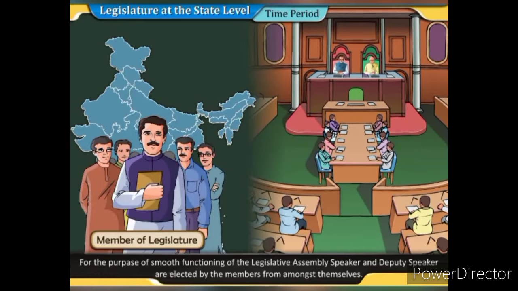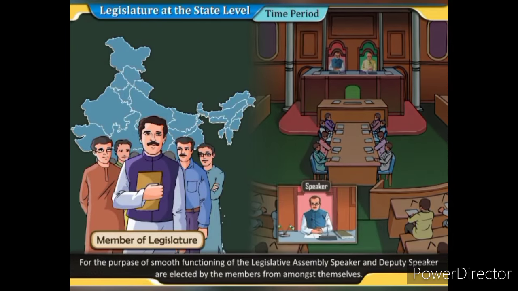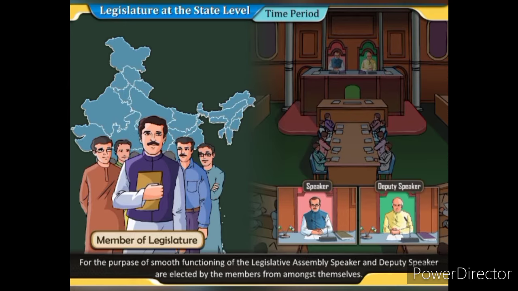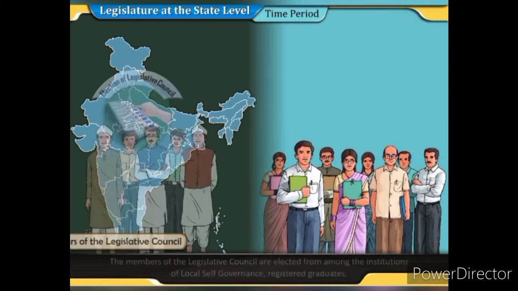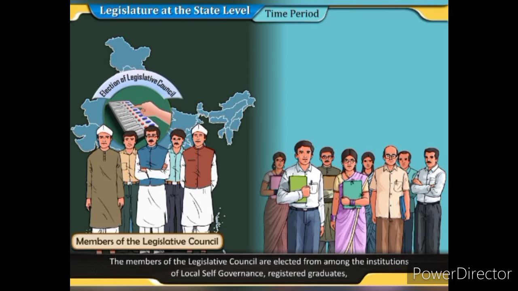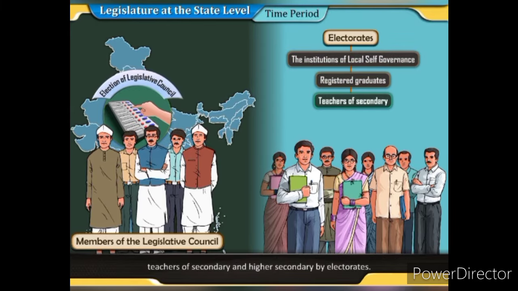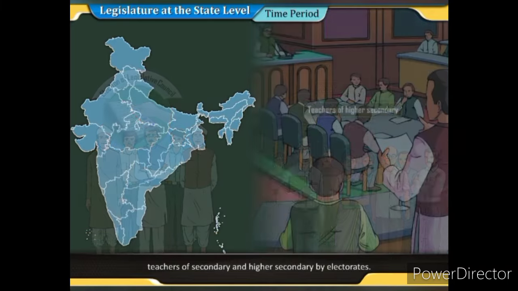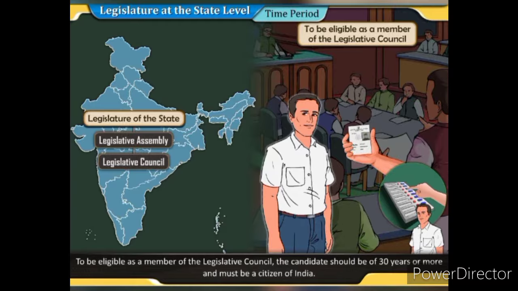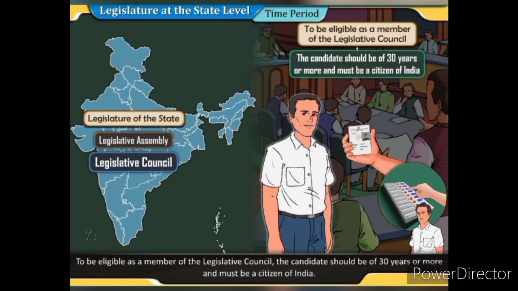For the purpose of smooth functioning of the Legislative Assembly, Speaker and Deputy Speaker are elected by the members from amongst themselves. The members of the Legislative Council are elected from among the institutions of local self-governance, registered graduates, teachers of secondary and higher secondary by electorates. To be eligible as a member of the Legislative Council, the candidate should be of 30 years or more and must be a citizen of India.